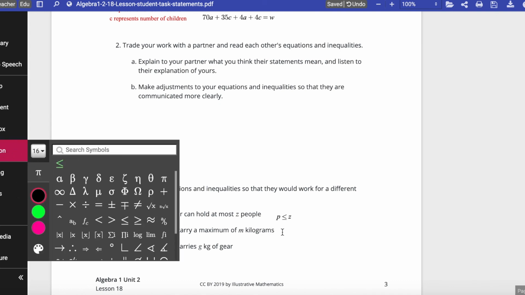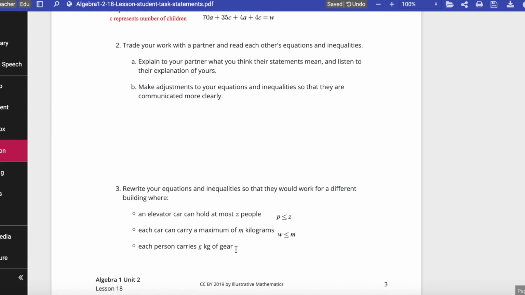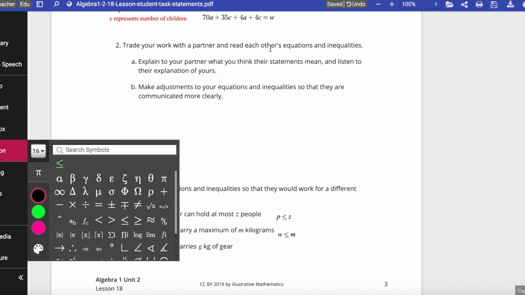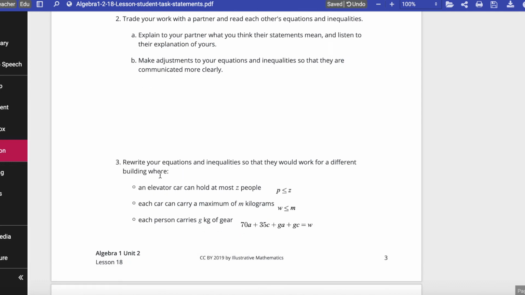W is less than or equal to M. And then the last one, each person carries G kilograms of gear. So we could take this equation, it's 70A plus 35C plus 4G, it would be G times A plus G times C, because instead of 4 kilograms of gear, it's G kilograms of gear, equals, we could say W, or you could say M. No, we'll say W. So there, that would give you the end of that.